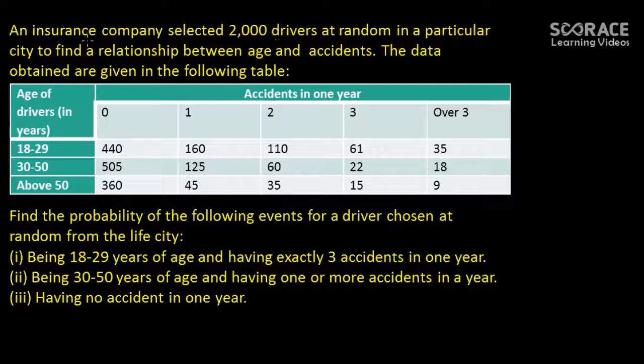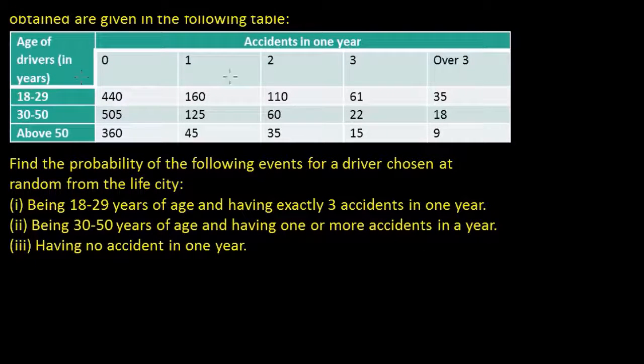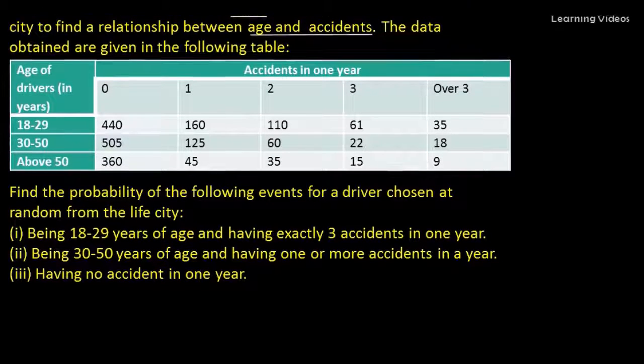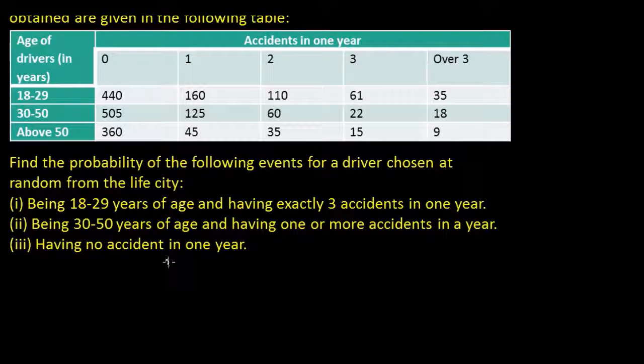In this question, an insurance company selected 2,000 drivers at random and used them to find the relationship between age and accidents. The data is given in this table, and using this table, we need to find the probability of some events. Now let's get started. We have the total number of drivers, which we can take as the total number of outcomes, and let's represent it by n of S, which is equal to 2,000.